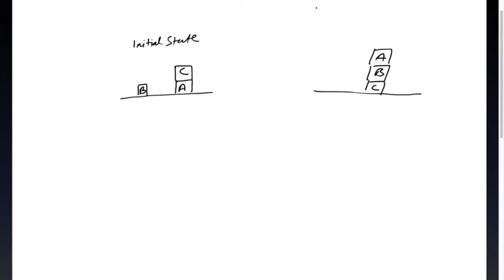Now we have some actions. So we have two actions. One action is move. We have three variables for move that we can put. Let's say variable 1, variable 2, variable 3.